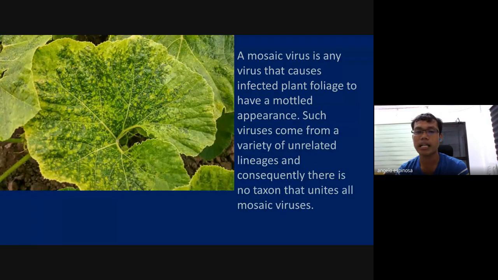And then this one is what we call the mosaic virus. So you can see nagkakaroon ng distinguished shapings or distinguished pattern ng disease. So you can see, may bukol-bukol. That causes infected plant foliage to have a mottled appearance. Pag sinabi mo mottled appearance, iba-ibang klaseng shapings. Such viruses come from a variety of unrelated lineages, and consequently, there is no taxon that unites all mosaic viruses. So this is actually a problem in the mosaic viruses. The reason kaya nagkakaroon din ng mosaic viruses is because of its affected host, or there is a living host in it, or alternative host. Okay?